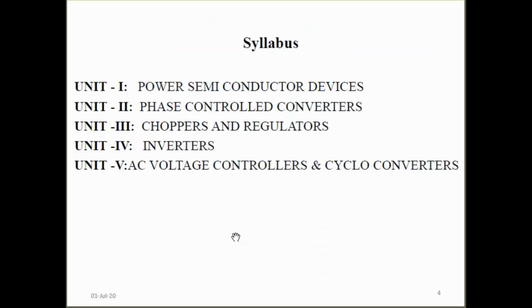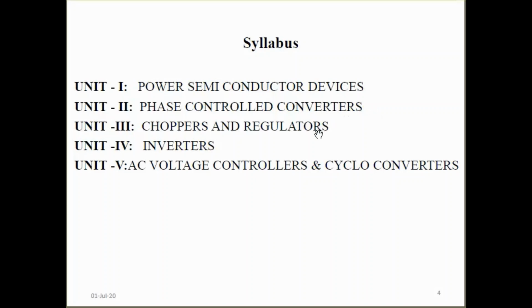Coming to syllabus, we have 5 units. So in first unit, power semiconductor devices. So we need to learn about only power semiconductor devices. So second is phase control converters. So we call it as rectifiers, which convert AC to DC. So rectifiers is our second unit.